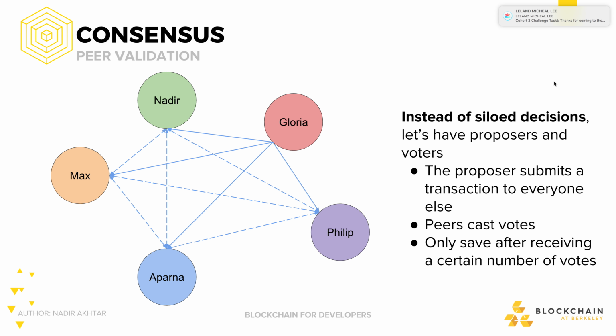So then, how do we fix this, right? We can have proposers and voters that decide. Proposers submit a transaction to everyone else. For example, Gloria wants to send a transaction to Aparna. She has to announce it to everybody in the network, and the peers will cast votes. Then the transaction only saves after receiving a certain number of votes. So this keeps everybody in check, right? This makes sure that Gloria is sending the right money, because if she's not, then she's cheating in the network, and everybody doesn't want that to happen, because then the legitimacy of Bitcoin goes away.